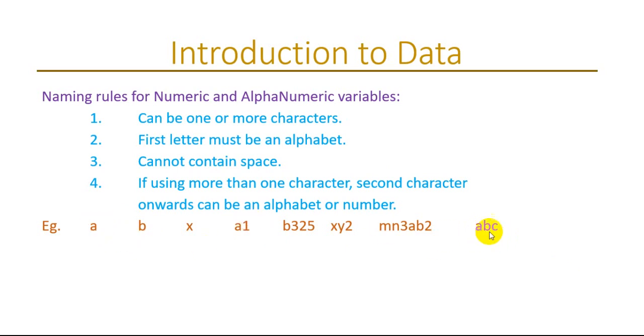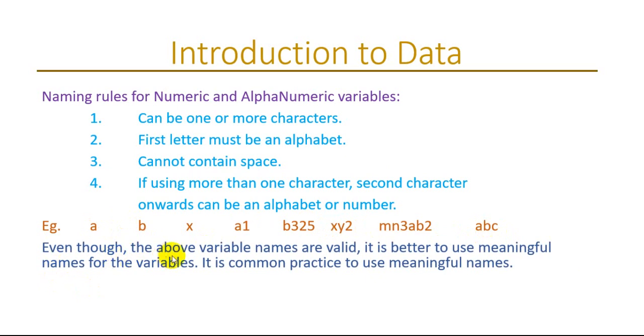So these will be fine and there won't be any issue even if you use variable names like this. But even though the above variable names are valid in terms of the naming convention, it is always better to use meaningful names for the variables, rather than saying a, b, c, x, y, z, b325, xy. These sometimes can get confusing, so it is better to avoid this kind of names, right? It is common practice to use meaningful names for the variables.